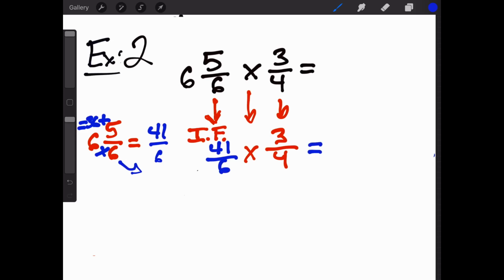All right? Sometimes you can't do it mentally, so do it on the side. 3 times 1 is 3. 3 times 4 is 12. So you get 123. 6 times 4 is 24.